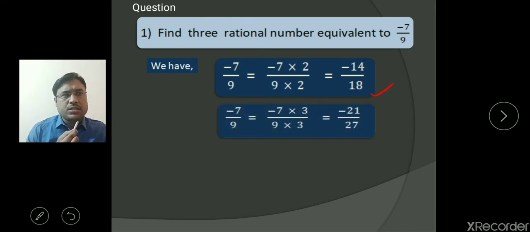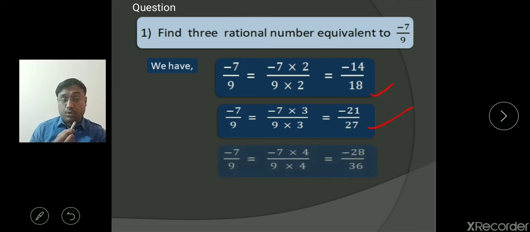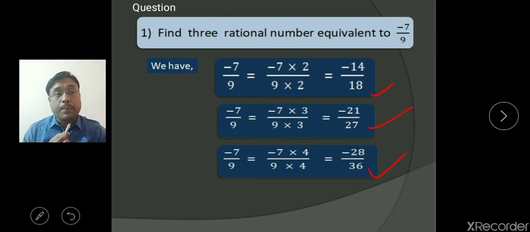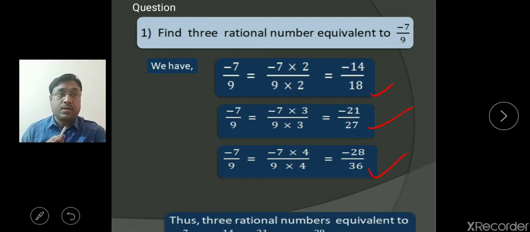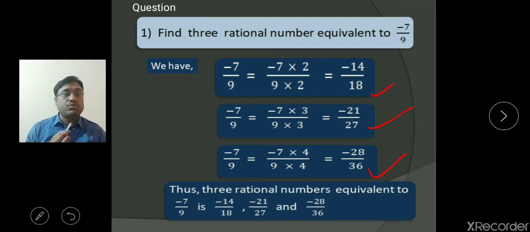Then this time I have multiplied by 3. So minus 7 into 3 by 9 into 3. So this is minus 21 by 27. Okay, next I will multiply by 4, both the numerator and denominator. So minus 7 into 4 by 9 into 4. So we have got minus 28 by 36. Okay, and these all three numbers are equivalent to minus 7 by 9. So thus the 3 rational numbers equivalent to minus 7 by 9 are minus 14 by 18, minus 21 by 27 and minus 28 by 36.